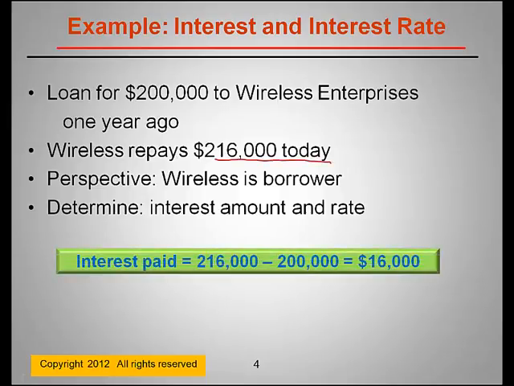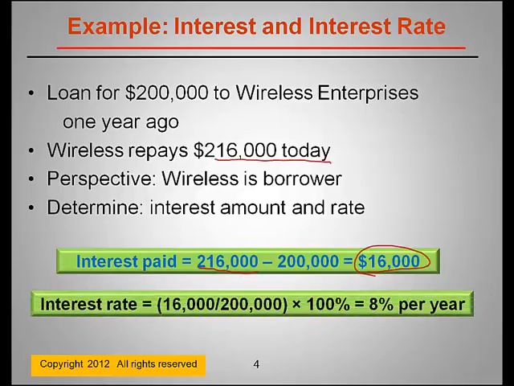First, the interest is simply the total amount that's paid, the $216,000, minus the original amount of the loan, and this is the total interest paid of $16,000. For the interest rate, you divide that $16,000 in interest by the original amount of principal and multiply by 100% to make it a percentage, and you see that the interest rate paid is 8% per year. This example is from the perspective of the interest paid.